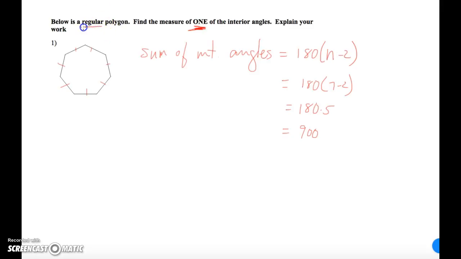Since we know it's a regular polygon, we know all the angles are the same and all the sides are the same. So to find one interior angle, it is equal to 900 divided by the number of sides, which was 7, which equals about 128.6 degrees.